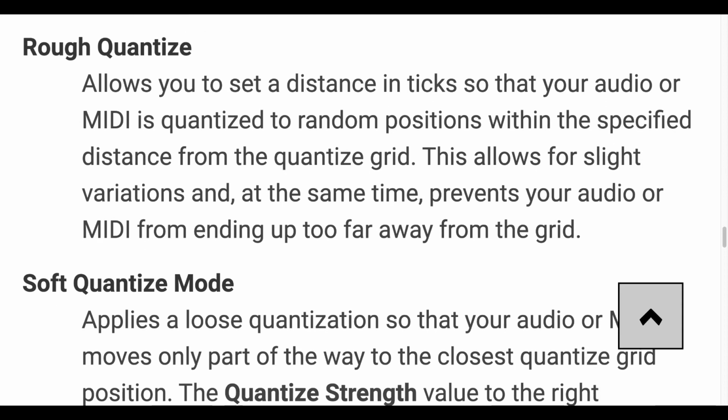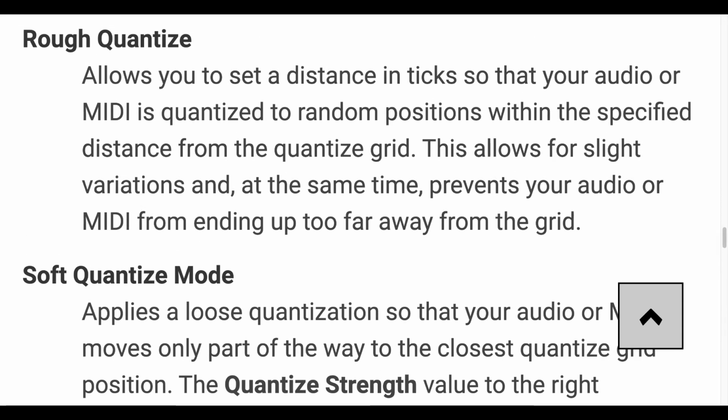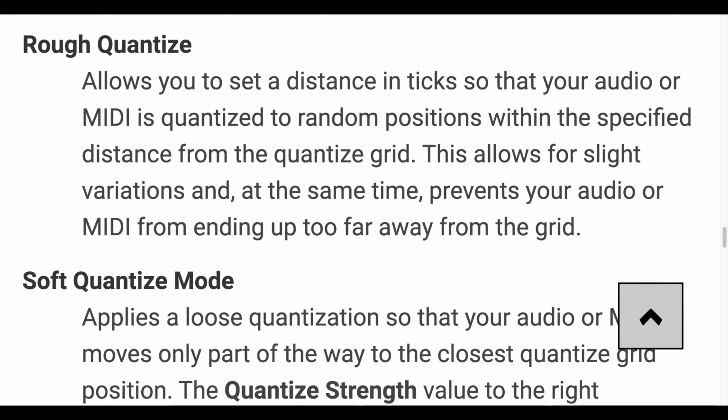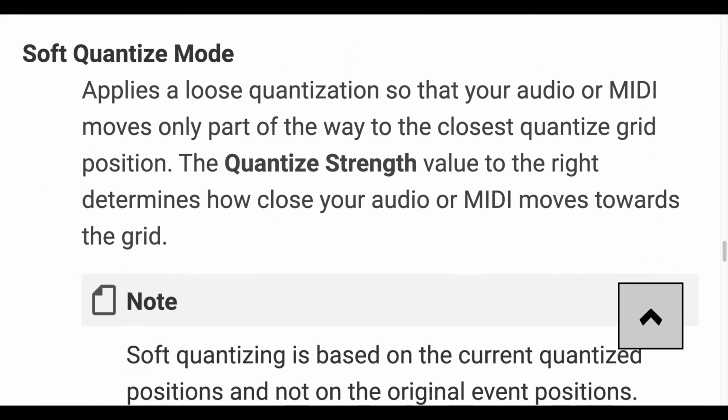Rough quantize allows you to set a distance in ticks so that your audio or MIDI is quantized to random positions within the specified distance from the quantized grid. This allows for slight variations and, at the same time, prevents your audio or MIDI from ending up too far away from the grid.